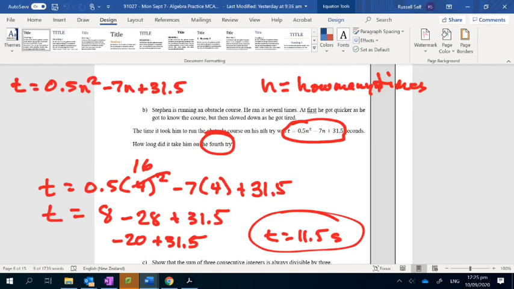Okay. Simple substitution problem. If they give you an equation and they give you a value, that means you substitute it in and do the math. Right? Okay? So be careful.